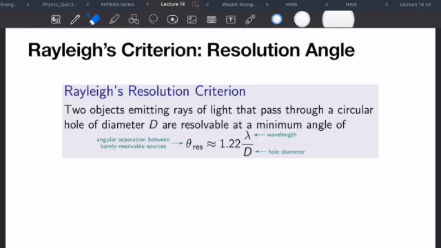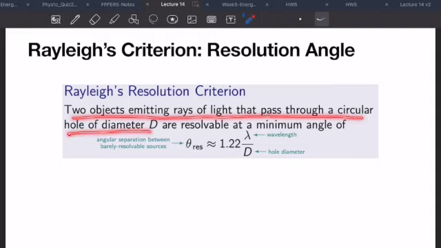Well, Rayleigh's criterion puts conditions on this. Basically, it says that 2 objects emitting rays of light that pass through a circular hole of diameter d, so for the question I asked, this would be your retina, are resolvable at a minimum angle, theta resolution, being 1.22 lambda over d. So what do we mean by this?